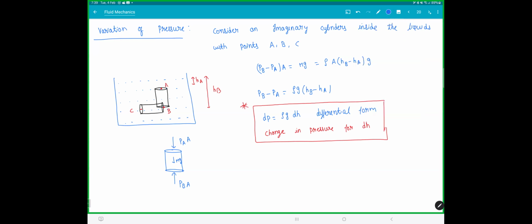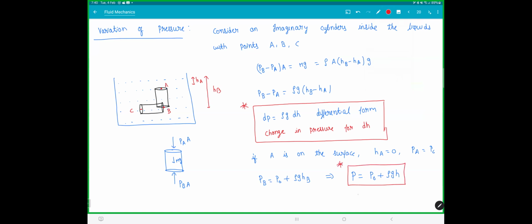Now, from the equation, if you choose the point A on the surface, then the point A is exposed to the atmosphere. Then HA becomes 0 and pressure at A becomes P naught. Then your formula becomes PB is equal to P naught plus rho g HB. There, so this gives you a general formula. So pressure P is equal to P naught plus rho g H. So this is the pressure at a depth H.